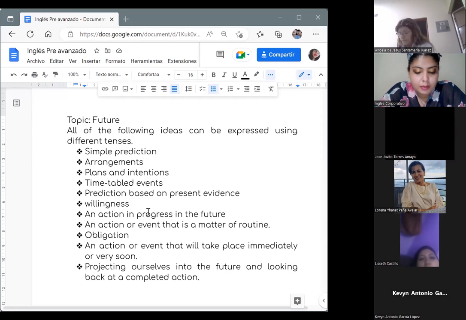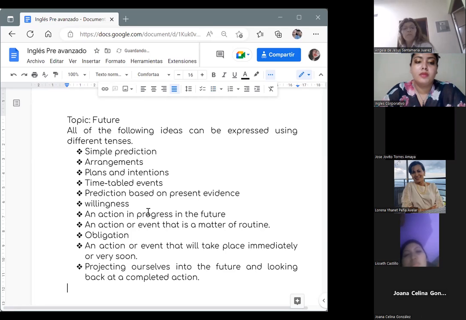So in this case, I'm going to write a statement that corresponds to the ideas that we have in this list. I'm going to write the sentence that is related to the different points or different ideas that we have in this list. For example, I'm going to write here examples.